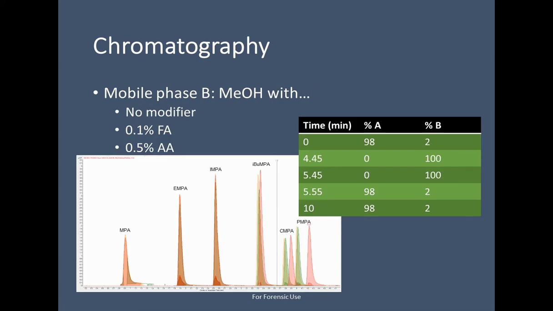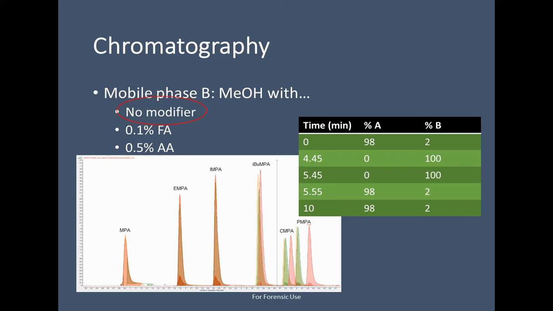So then the final step in this is adjusting the mobile phase for part B. Methanol is the mobile phase we settled on because it gave the best sensitivity versus acetonitrile. But we wanted to try whether a modifier in that made a difference.